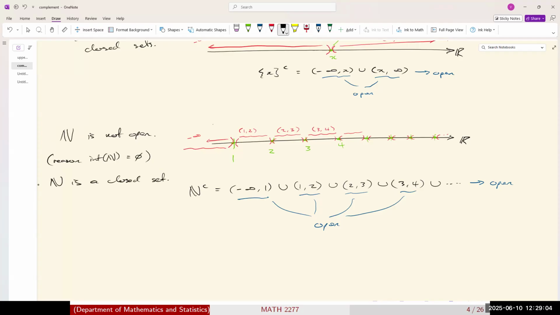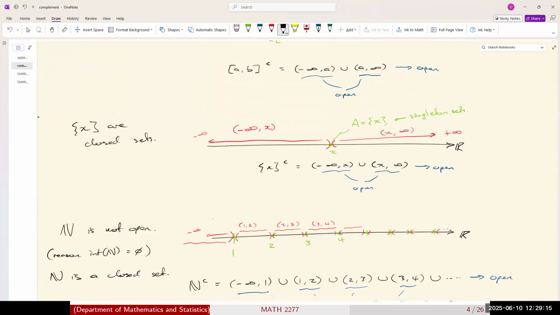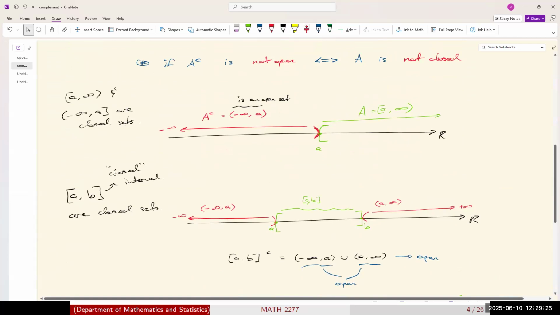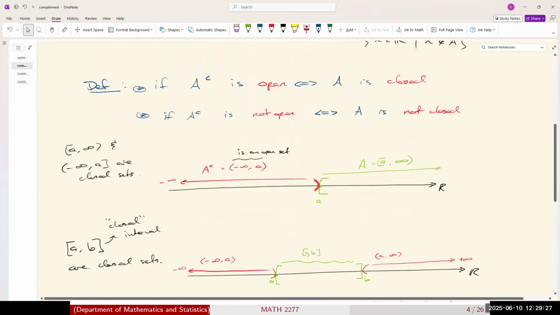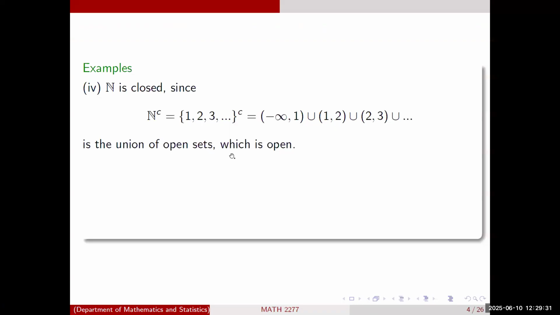So the natural numbers is a closed set. So the natural numbers is not open and closed. Right? Same thing for singleton sets. Singleton sets are not open and closed. So all of these sets are not open as well. So the natural numbers are closed.